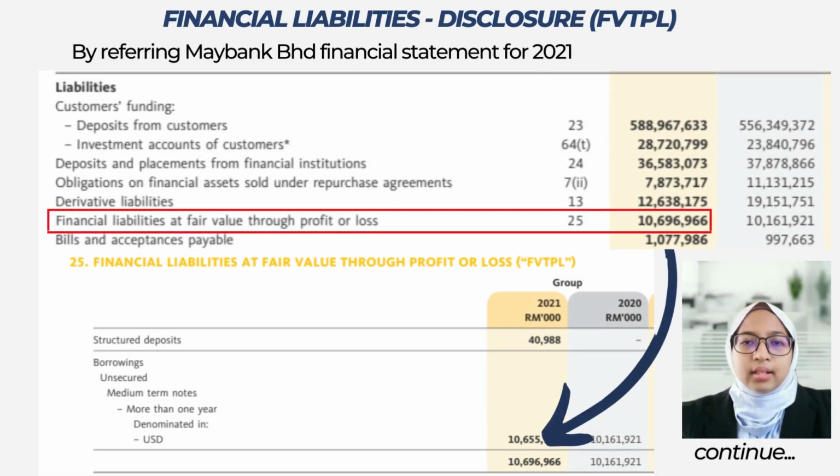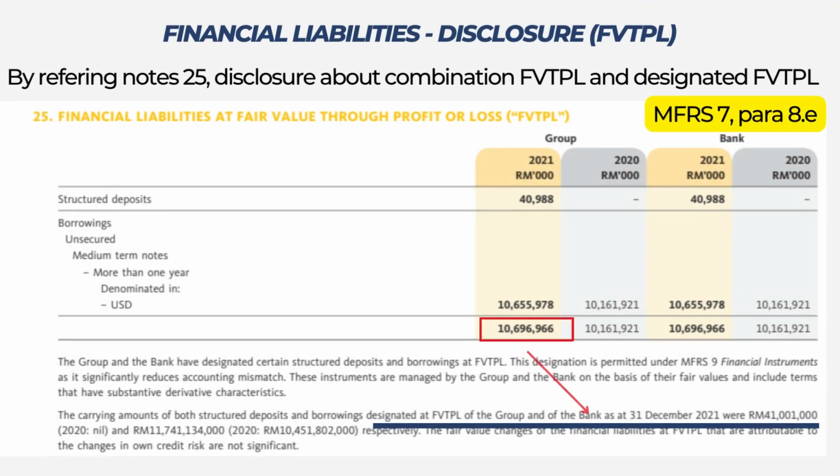Next example is financial liability at fair value through profit or loss. By referring to the Maybank Berhad financial statement for 2031, at the financial position, the item stated is financial liability at fair value through profit or loss. And by referring to note 25, you can see the detail about the item.